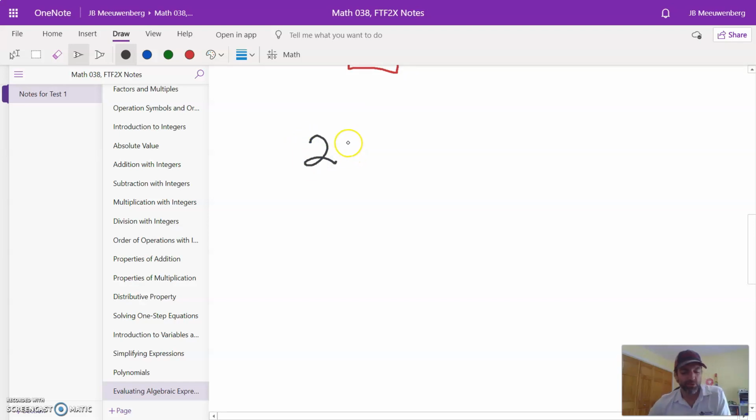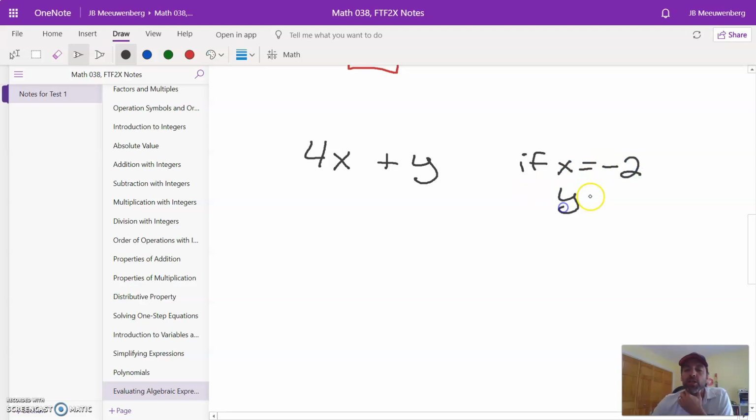Why do I keep using 2? Let's pick a new number. 4x plus y. If x equals negative 2 and y equals negative 3, here we have an expression that has multiple variables in it. And that's okay. We know both of their values.